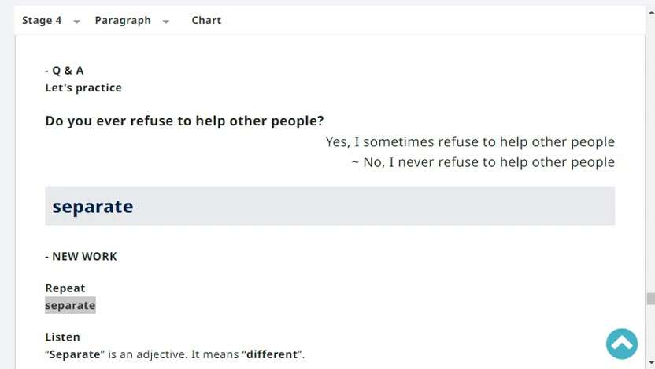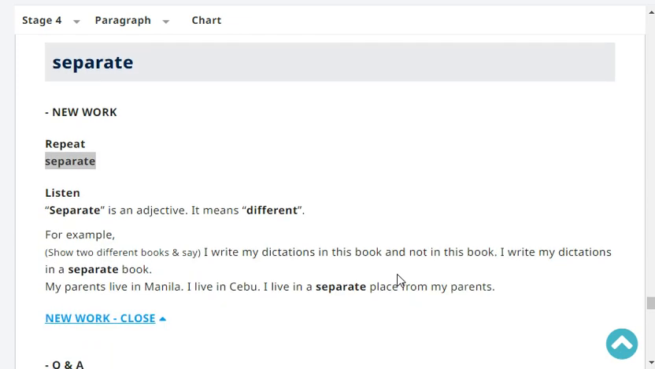Okay, listen. Separate is an adjective. It means different. For example, I write my dictations in this book and not in this book. I write my dictation in a separate book. Another example is my parents live in Cebu. I live in Manila. I live in a separate place from my parents.